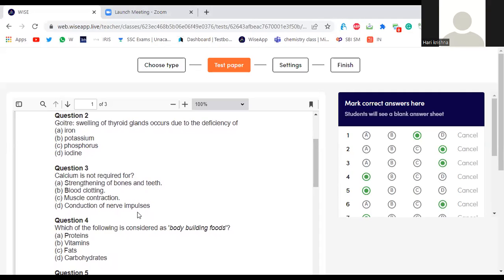Next one. Calcium is not required for. Calcium is important in the strengthening of bones and teeth. That is not required for option D, conduction of nerve impulses, I think. Yeah, it's actually not important for the conduction of nerve impulses. But sir, I got this answer wrong. It should be blood clotting, right? Blood clotting also needs calcium. Along with vitamin K, calcium is also important. Muscle contraction is also important. Only for conduction of nerve impulses we don't want calcium.